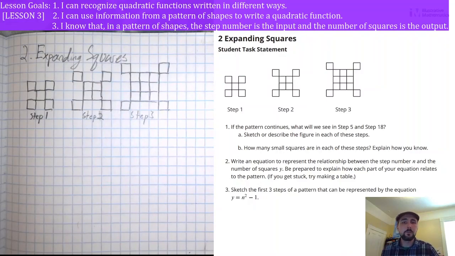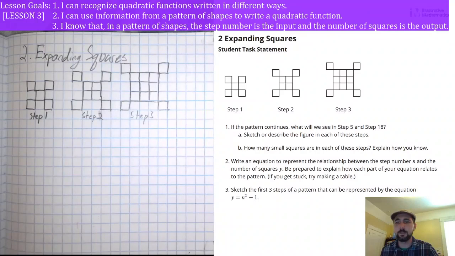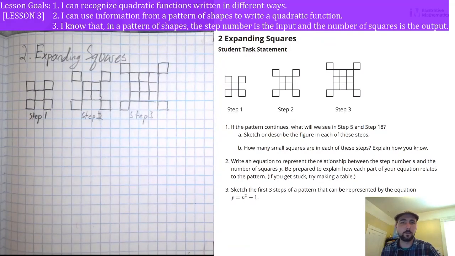Okay, number 1. If the pattern continues, what will we see in step 5 and step 18? Sketch or describe the figure in each of these steps. How many small squares are in each step? Explain how you know. If you haven't already, pause the video to see if you can answer those problems on your own, and when you unpause it, we'll come back and talk about what I notice and how I describe these, and you can see how that compares to what you noticed. Okay, so pause the video and we'll be right back.